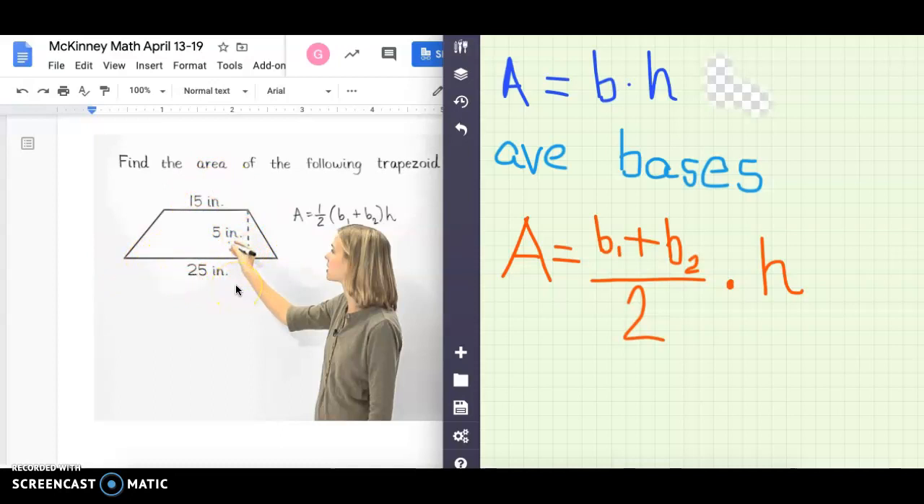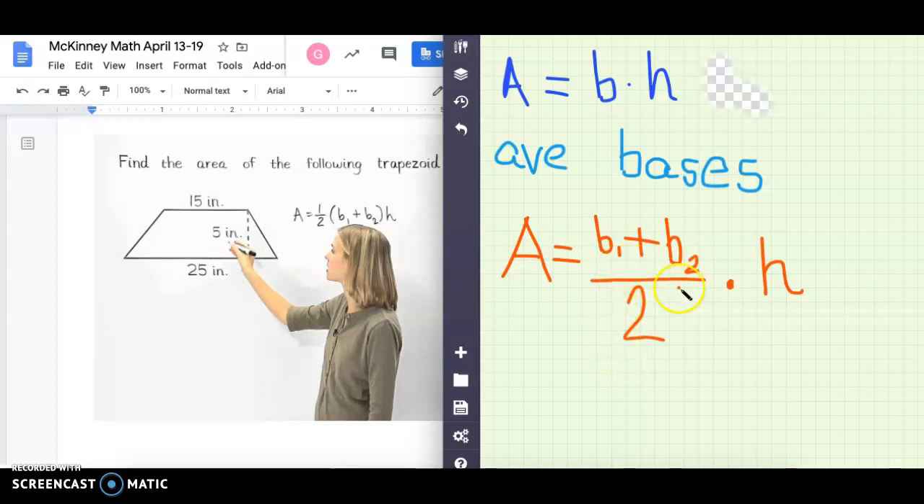So what I like to do is think about a rectangle. If this were a rectangle, the area would be base times height. But we've got one short base and one long base. And so what we actually want to do is average those bases. So how do you take an average of 15 and 25? You would add them together and divide by 2.